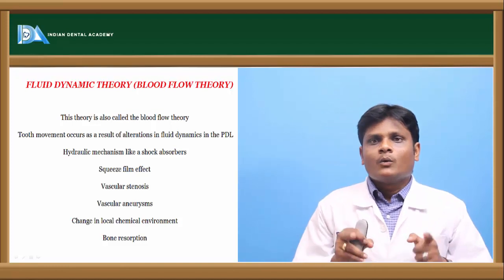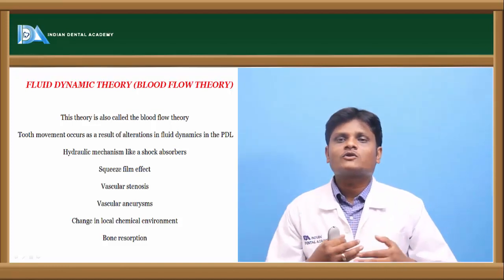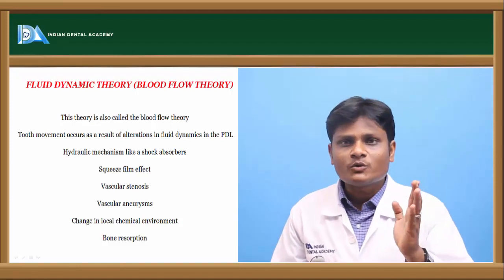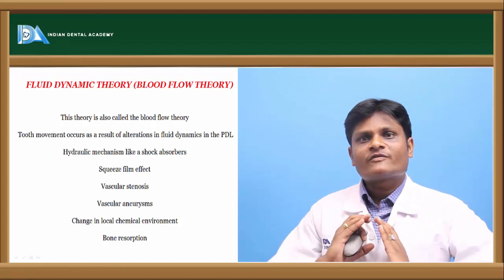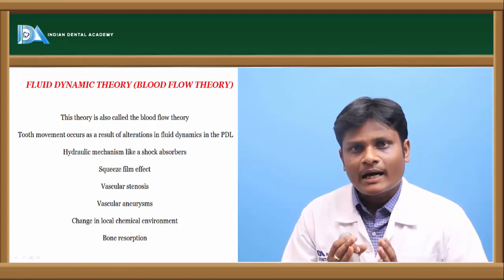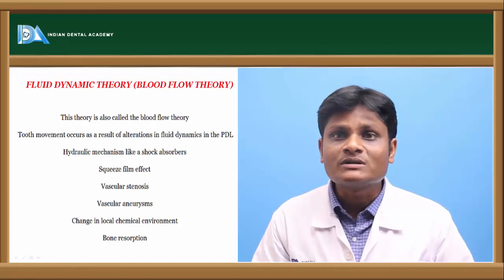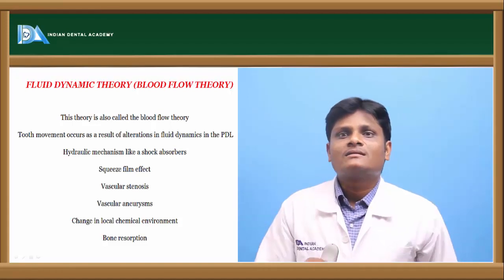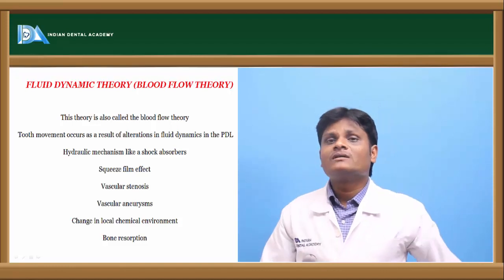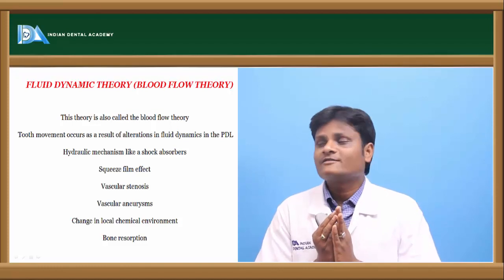But when the orthodontic force is a continuous one, when the orthodontic force acts continuously on a tooth, the interstitial fluid will be permanently squeezed out of the periodontal ligament and it will get concentrated around the root apex and the cervical area of the tooth, forming a film. This film actually reduces the orthodontic tooth movement and it is called as squeeze film effect.